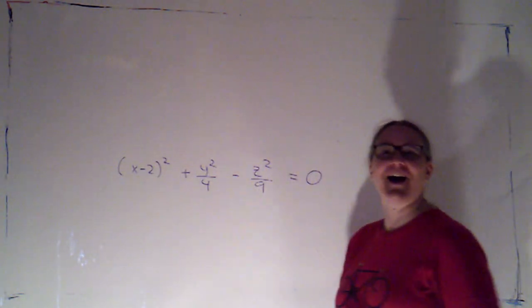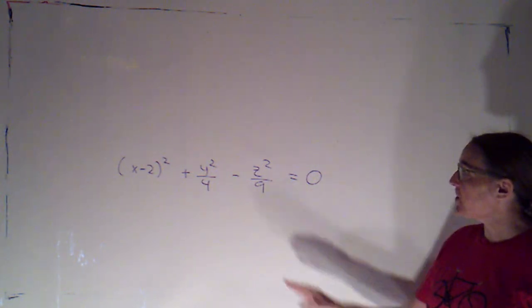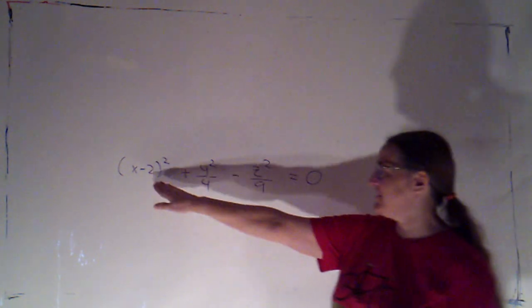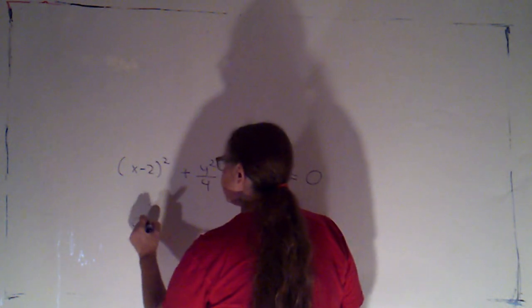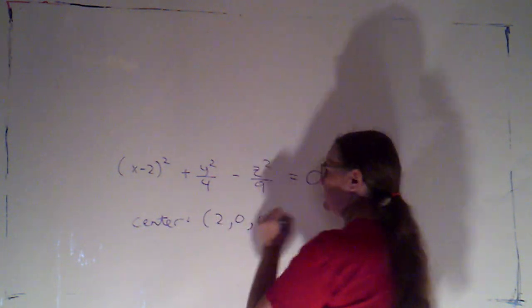I've got an equation for another quadric surface on the board. I want to point out a couple of things that are different. First of all, this one's not centered at the origin. This one is going to have as its center (2, 0, 0).